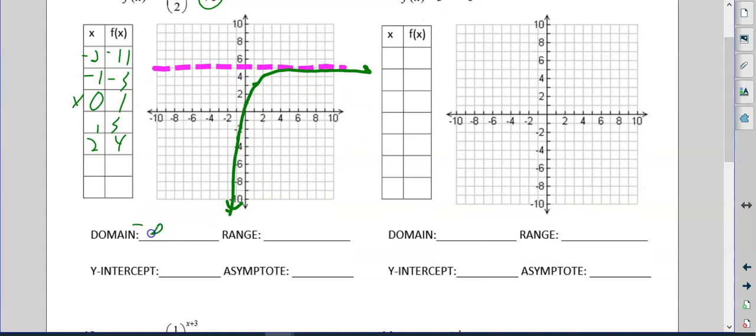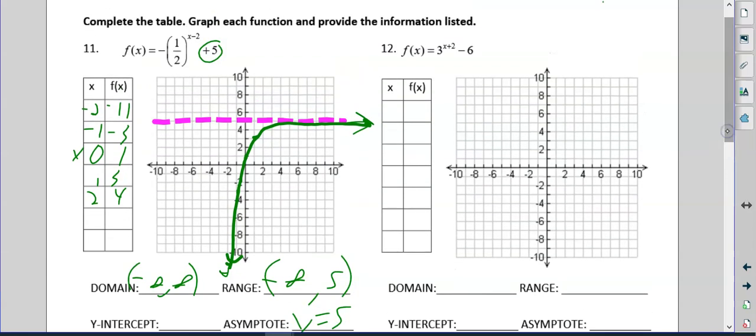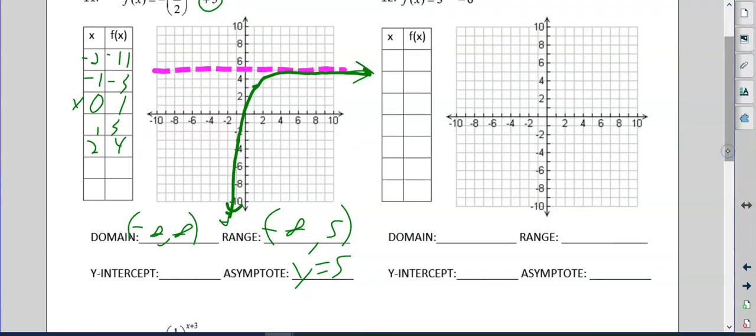The domain does not change on any of these. It's going left forever and right forever. The range is going down towards negative infinity. And it's going up and never hitting 5, which is also the asymptote, which is also this nice number right here, K. So that tells us everything we need to know. Y-intercept is 0, 1.